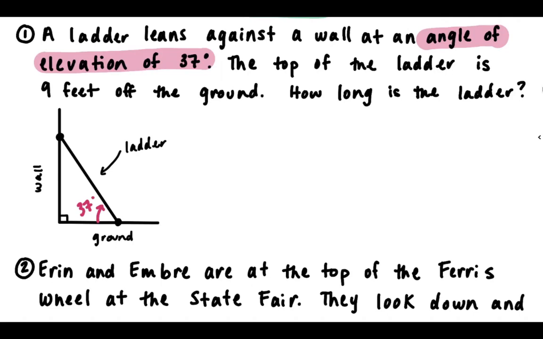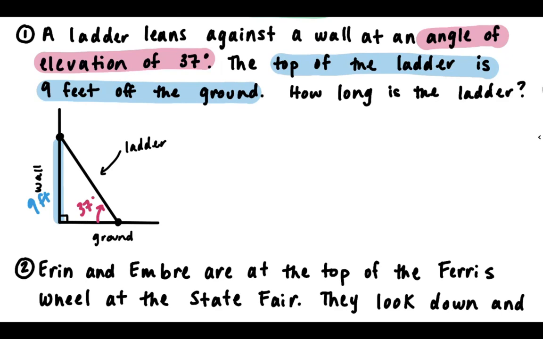Okay, keep reading. The top of the ladder is 9 feet off the ground. So there's our next piece of information. We want to find which side on our triangle is going to be the top of the ladder off the ground. So top of the ladder is here. The height of that top is this vertical side. So this is our blue side, and that is 9 feet.